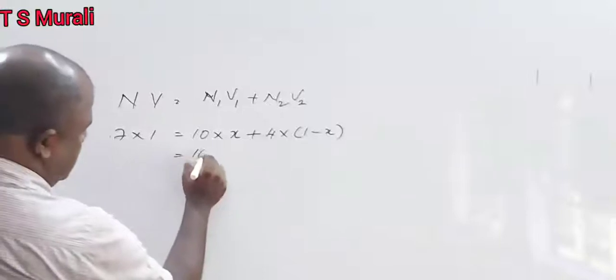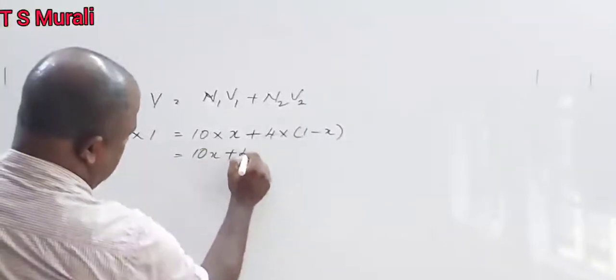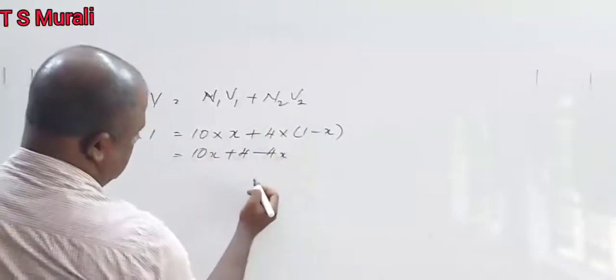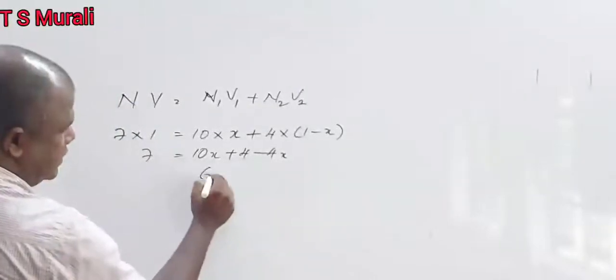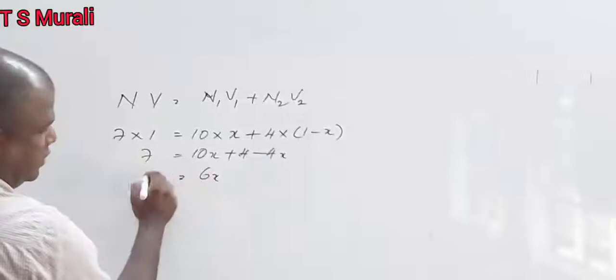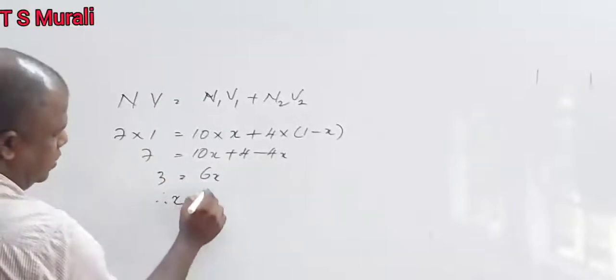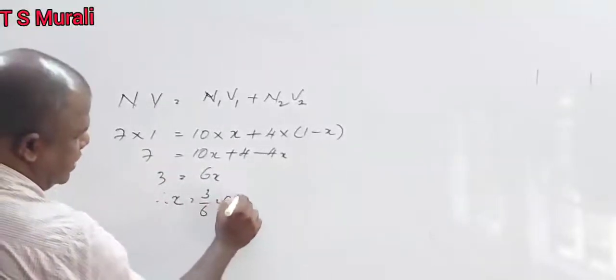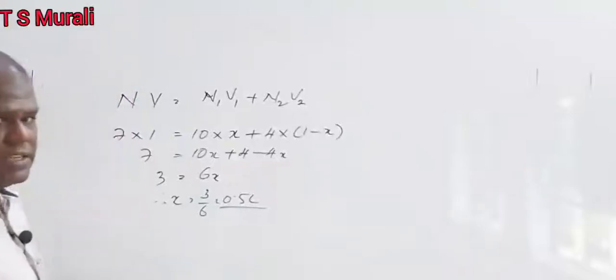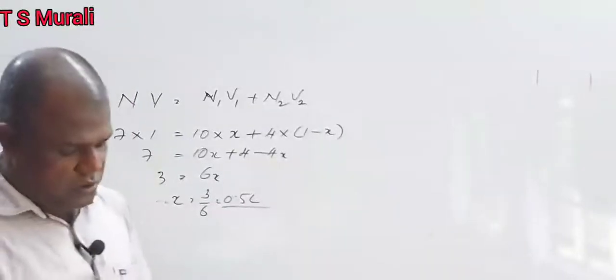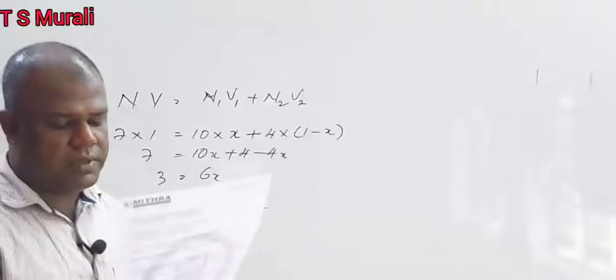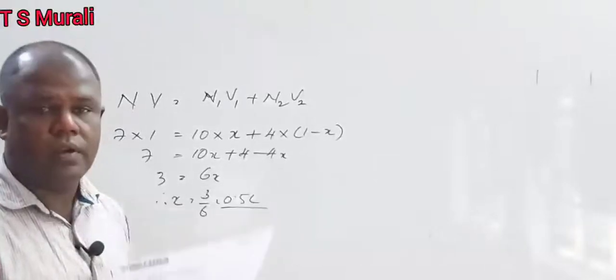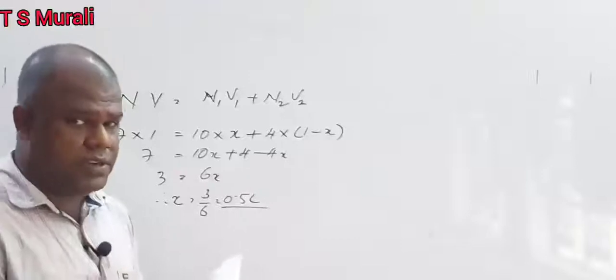What is it? 10x plus 4 minus 4x equals 7. So this is 6x equal to 3. Therefore, x equals 3 by 6, which is 0.5 liter. If x is 0.5, 1 minus x is also 0.5. So 0.5 liter of 10 normal HCl and 0.5 liter of 4 normal HCl. That will be the right answer. Find the option.